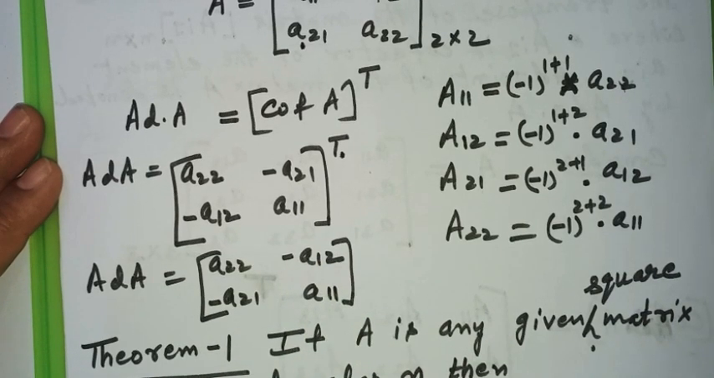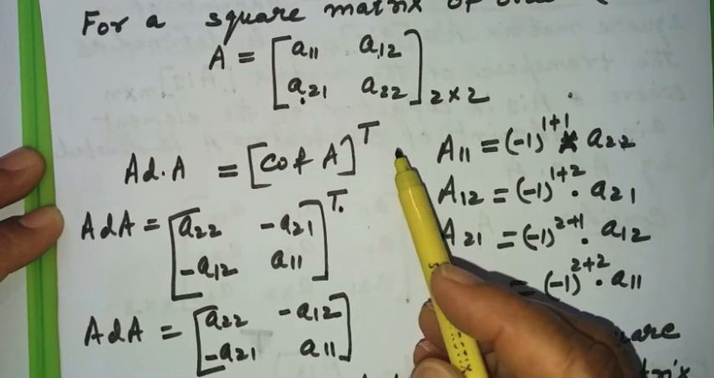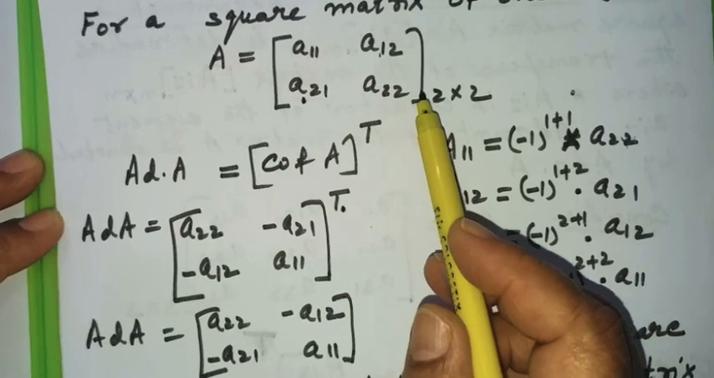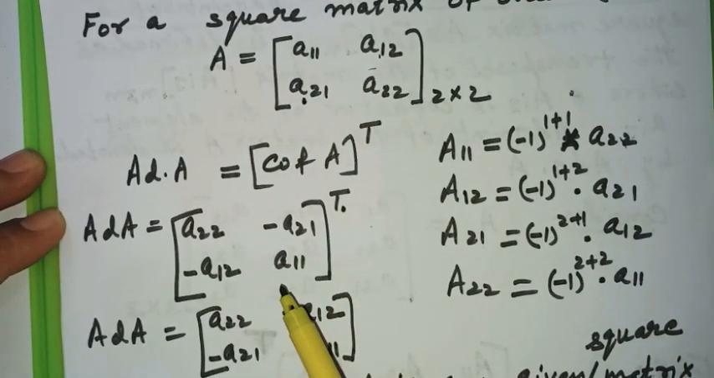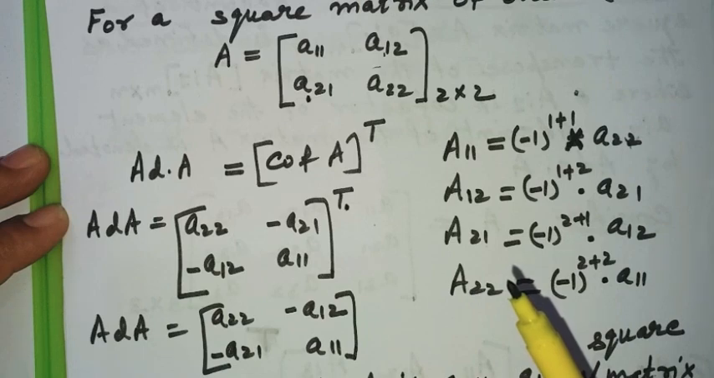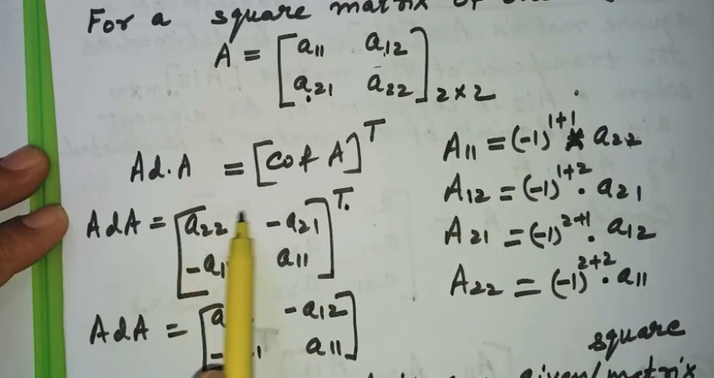Now students, you have to observe here that it is very easy to directly write the adjoint of a 2 by 2 matrix. We cannot write the adjoint of a 3 by 3 matrix directly, but I calculated the cofactors in front of you, substituted them here, took the transpose of the cofactor matrix, and found the adjoint. And what is the observation?